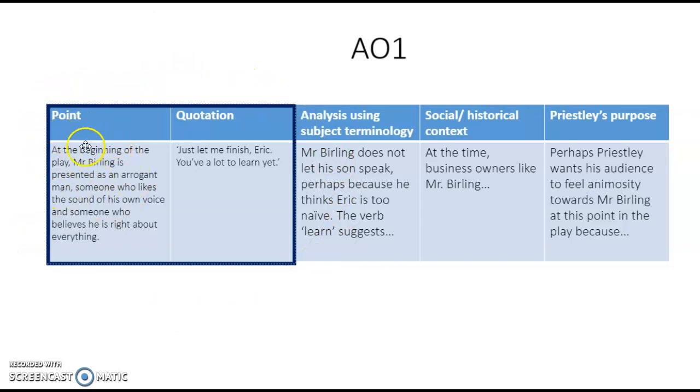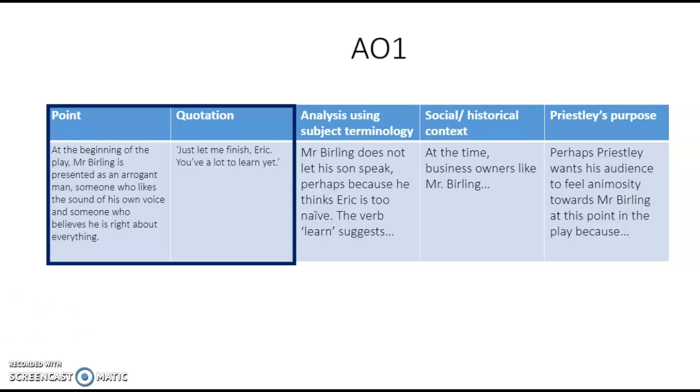So it's making sure you made a clear point and that you've used a quotation or evidence from the text to support it. So our point here is at the beginning of the play, Mr Birling is presented as an arrogant man, someone who likes the sound of his own voice, and someone who believes he is right about everything. So it's pretty straightforward, pretty clear point. The quotation that's been used here is "just let me finish, Eric, you've a lot to learn yet." So there we've got our point and there we've got our quotation. So it's as simple as that for that section there.